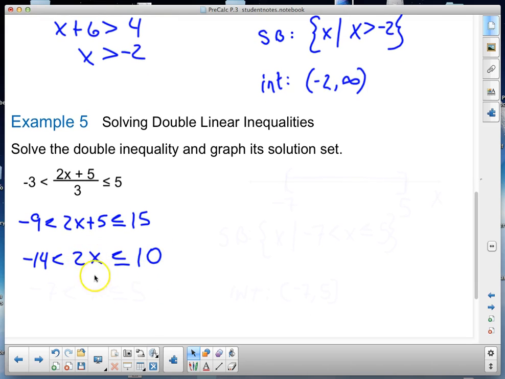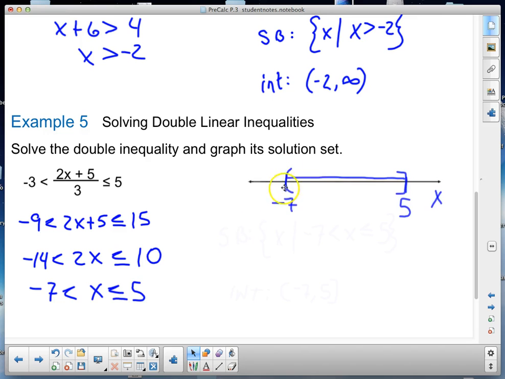Okay, and my last thing, well, everything else has been done to all three parts. Let's do that again and divide by 2 to get the x by itself. So I'm going to divide by 2. I get -7 is less than x, which is less than or equal to 5. What's that look like when I do a number line? Well, I'm looking at this -7 to 5. It's open at -7. It's closed at 5. So I've got a half open set as I'm looking at this.